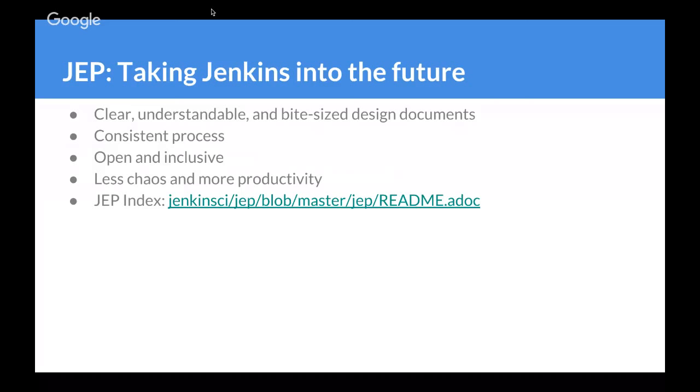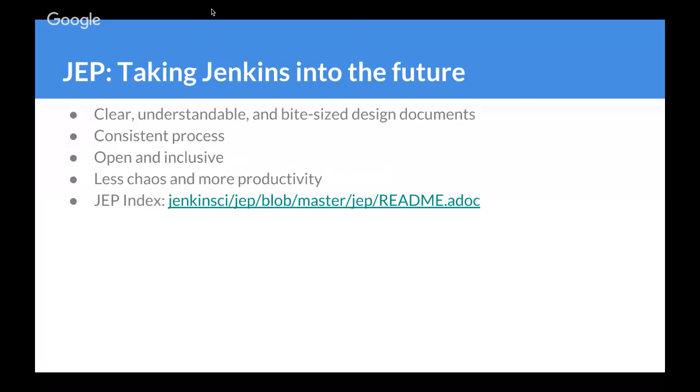And generally, it's open and inclusive and gives us less chaos and more productivity, and it will let us have larger groups of people work together, including larger organizations. When a larger organization asks, how can we participate? We can say, here's how you can propose changes and interact with the community and work through processes with us.